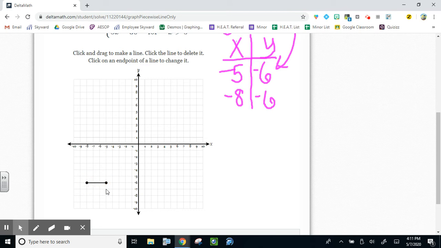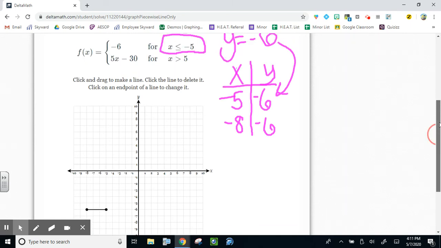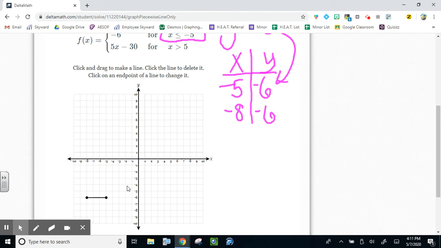Now, x is less than or equal to negative 5, so that's going to be a closed dot. Then I want an arrow because it's saying it's got to go less than. So I'm going to click once, that makes an open dot, and I click again, and that puts the arrow on it. So now it's saying it's going to continue. It doesn't stop. It doesn't have another point that it has to stop at. And that's the same thing with this other one.